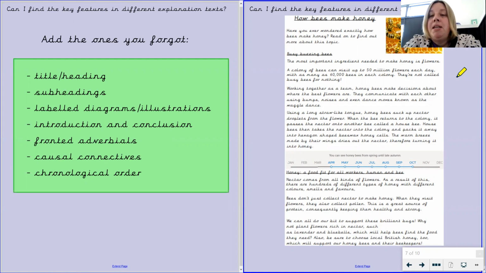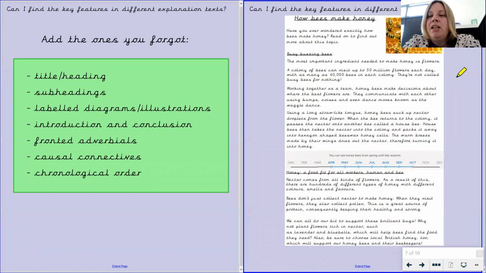Busy, buzzing bees. The most important ingredient needed to make honey is flowers. A colony of bees can visit up to 50 million flowers each day, with as many as 60,000 bees in each colony. They're not called busy bees for nothing. Working together as a team, honeybees make decisions about where the best flowers are. They communicate with each other using bumps, noises, and even dance moves known as the waggle dance.